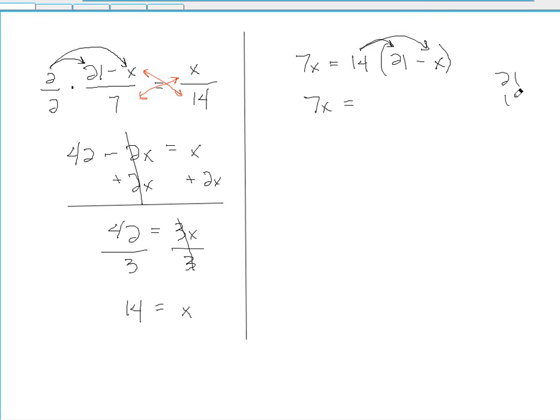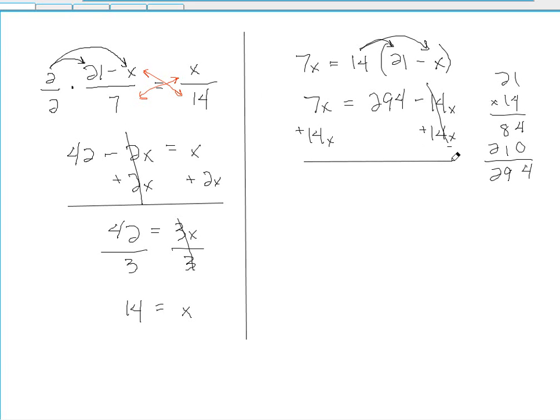And 21 times 14, you can do that off on the side of your scrap paper somewhere. 4 times 1, 4 times 2, add a 0. 1 times 1, 1 times 2, add them up. And you end up with 294. And then 14 times a negative x is negative 14x. Get all your x's on one side. So I'm going to add 14x to both sides. That gives me 21x over here on the left, equals 294. And finally, divide both sides by 21.